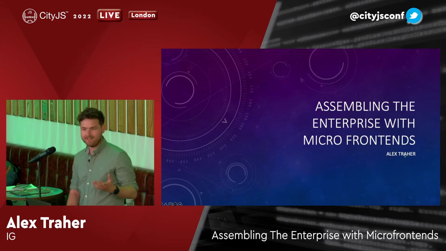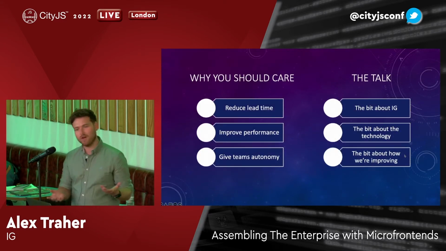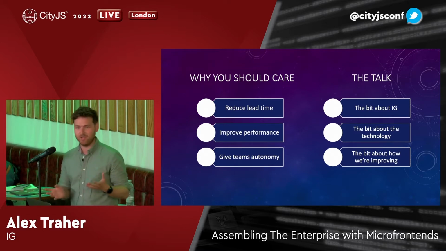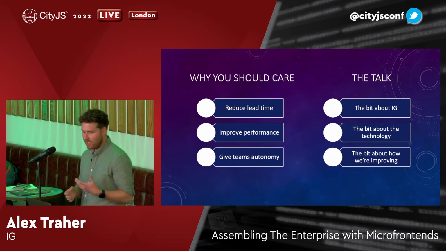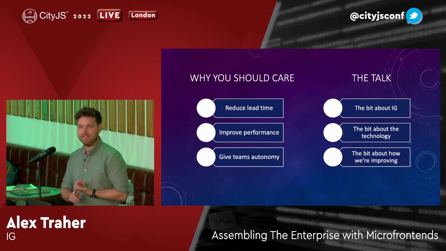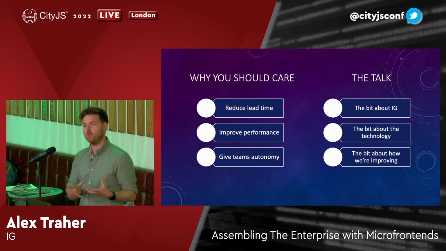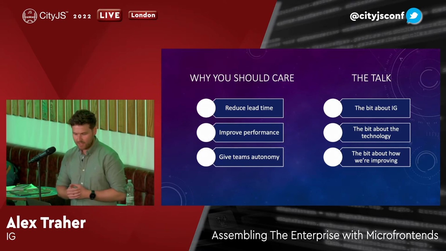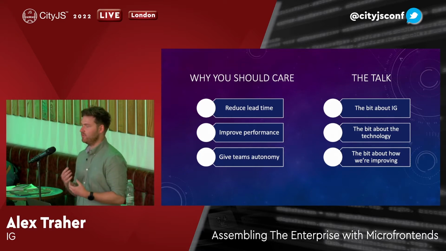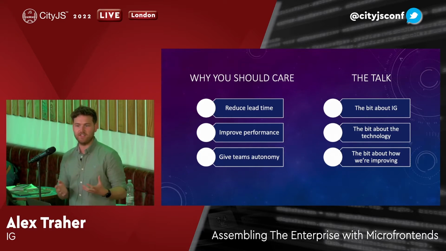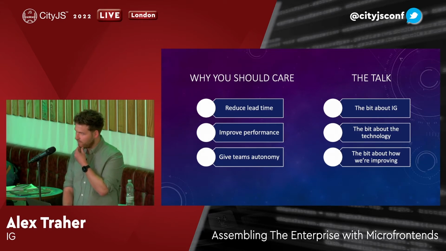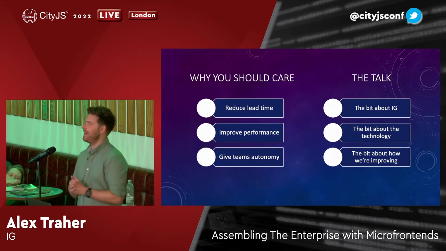So I get it, it's the end of the day, and you're thinking, why is this guy waffling on? So I want to start by answering the question of why you should care about this talk. At IG, we started to see a reduction in lead time for feature delivery, improved performance, both technical performance metrics and team performance. We're seeing lots of those benefits as a result of giving teams more autonomy to deliver features in their own way and whatever works best for them. So now you're obviously excited.